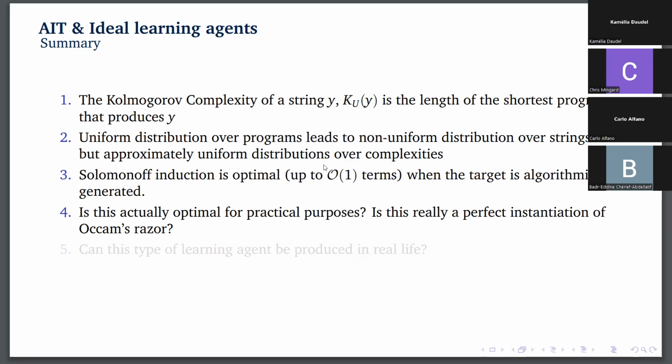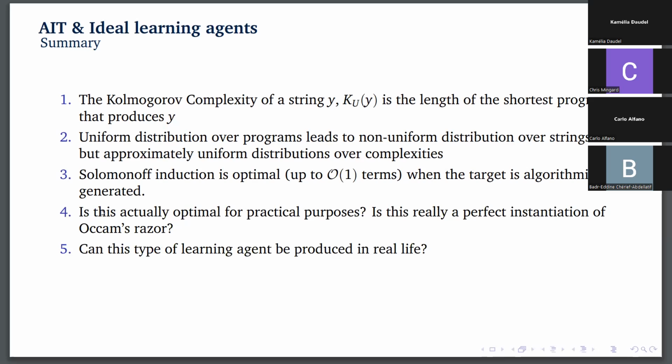purposes? If you're trying to learn some real world function, if it's algorithmically generated, then you should probably do it like this. And then lots of people discuss whether all real world functions we're interested in learning are algorithmically generated, et cetera, but we're going to take it as given that this is optimal learning in theory, that you should just pick the simplest description you can have. And then the question is, obviously, can you actually produce this type of learning agent?